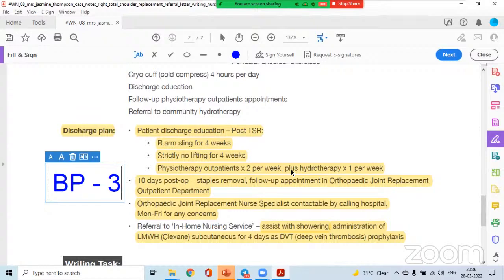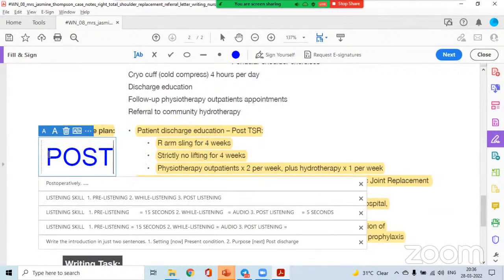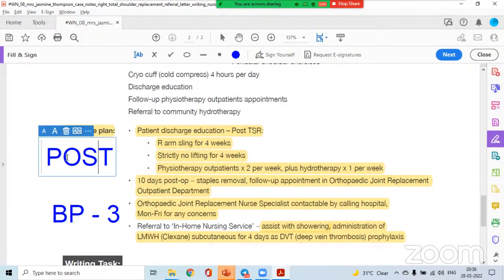Then what else? Now this is post discharge. You can see the discharge plan. What should she do after a discharge? So you can call it post-discharge activity. Okay, remember that.